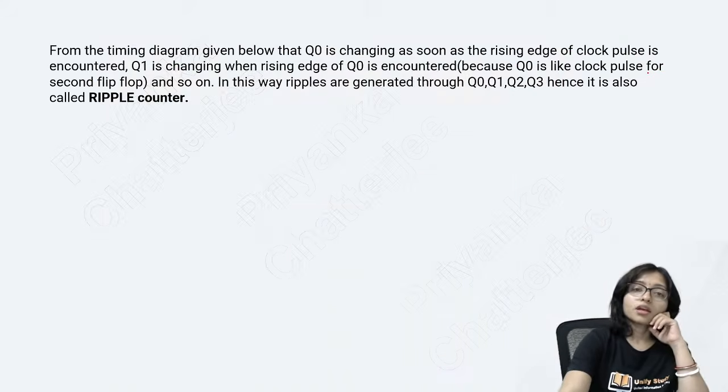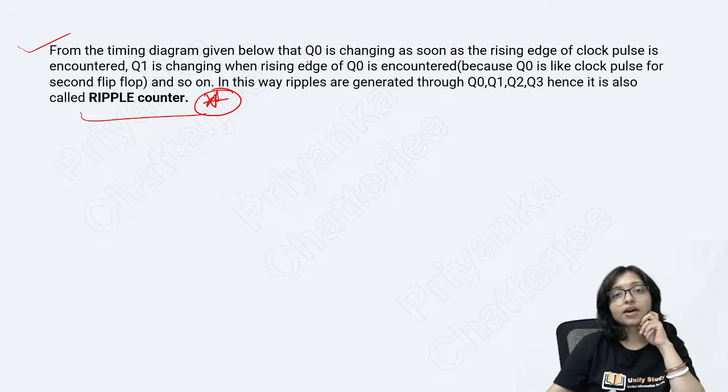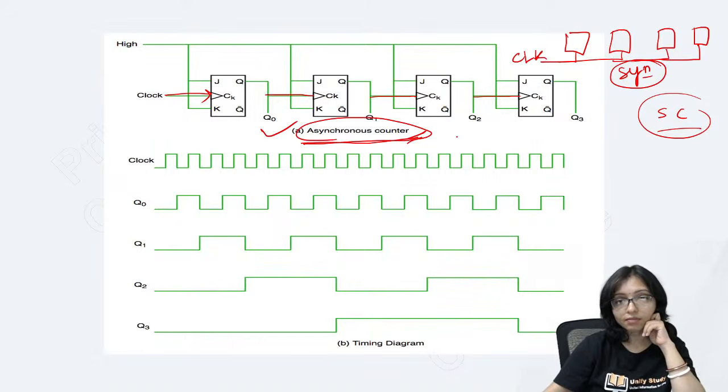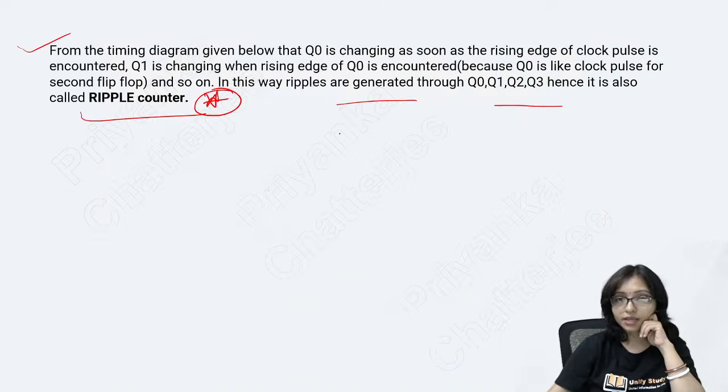Okay. Now what is called a ripple counter? Sometimes questions come on the timing diagram for Q1, Q0, Q3, where you can see a ripple is generated, and that's why it is called a ripple counter. Another name for the asynchronous counter is the ripple counter, because it is changing as per the ripple.